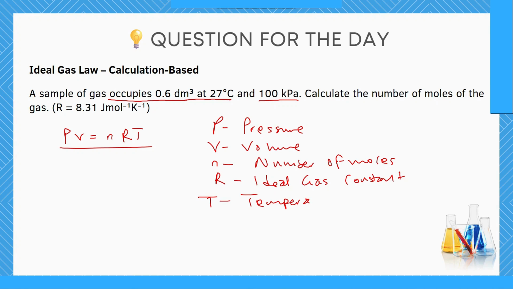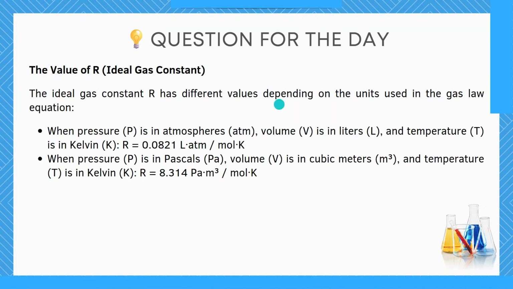Before we go into inputting our variables into the equation, there is something important that you need to know. The value of the ideal gas constant is very important, and it can vary depending on the units used in the gas law. For instance, when R is 0.0821, pressure has to be measured in atmospheres, volume has to be measured in liters or dm³, and temperature has to be measured in Kelvin.